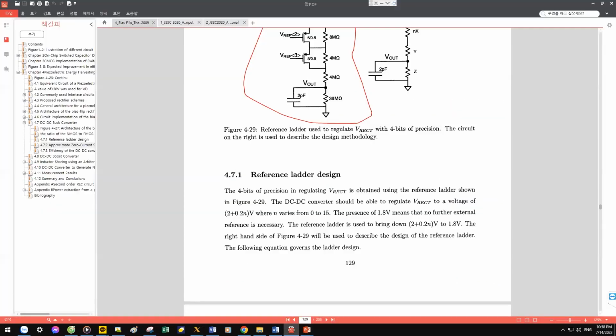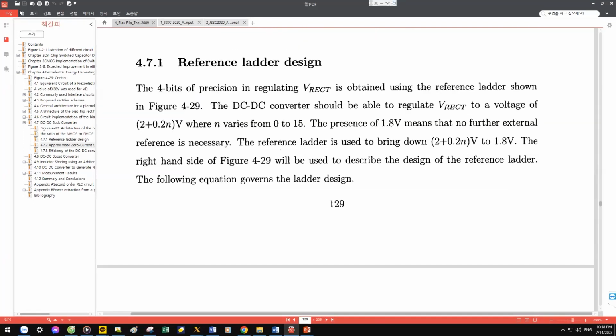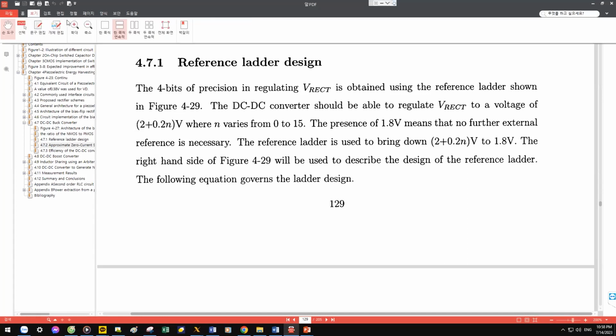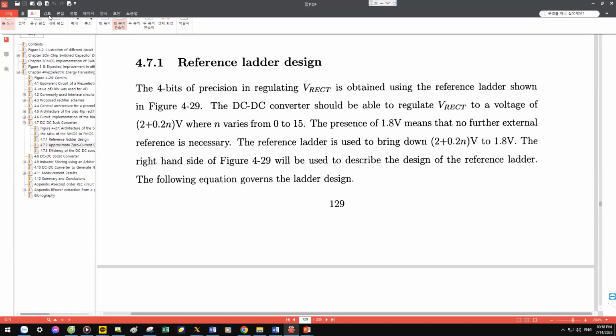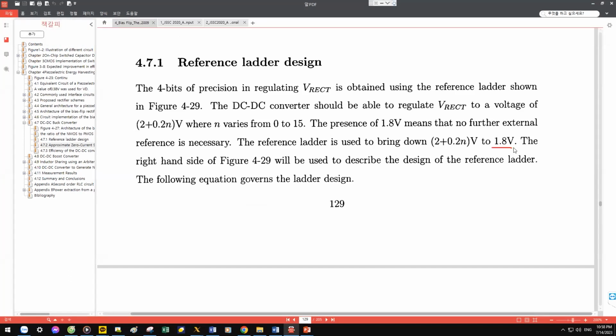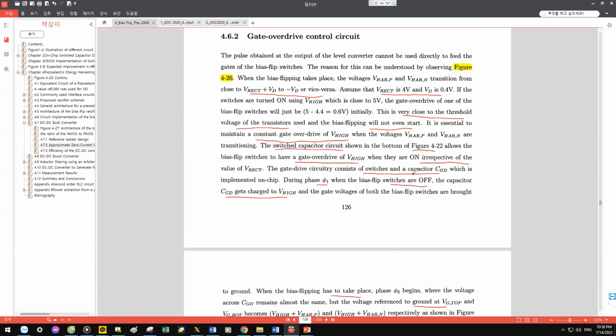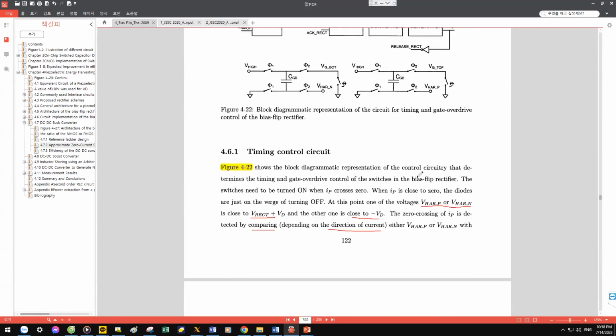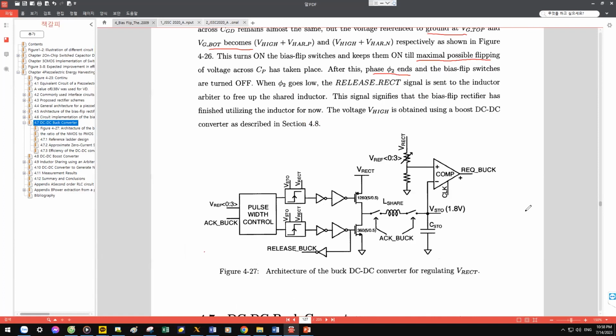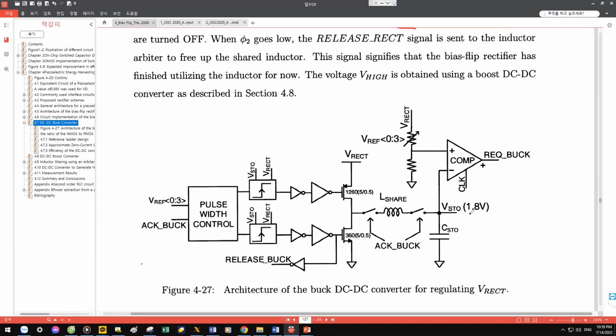But actually we want to control VR to be 1.8 volt, right? Yes. Because your comparator will compare this VR with 1.8 volt, right? Yes. But VRAC will change from 2 to 5 volt, right? 2 to 5 volt.